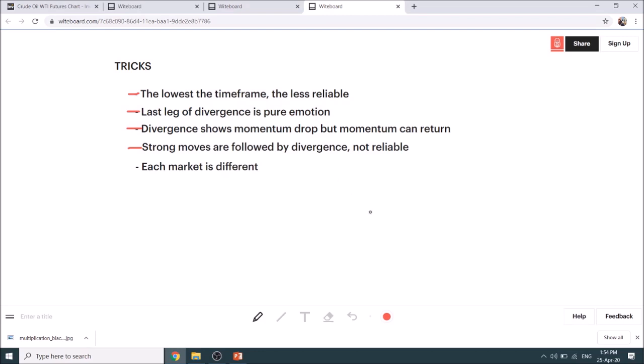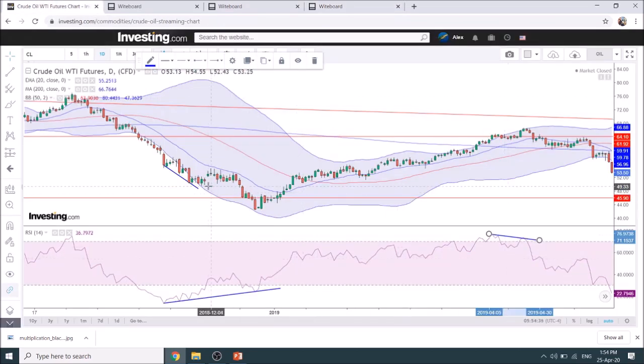Another last thing to keep in mind is that each market is different. The RSI is not working on each market the same. Crude oil is very typical for this. You can have that kind of 20% move from the first touch to the divergence trend line. It's almost normal. If you look at the history, it may have done even more than 20% down.